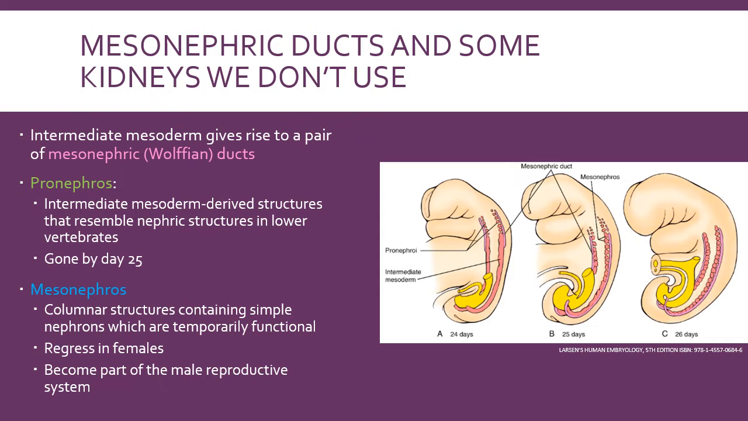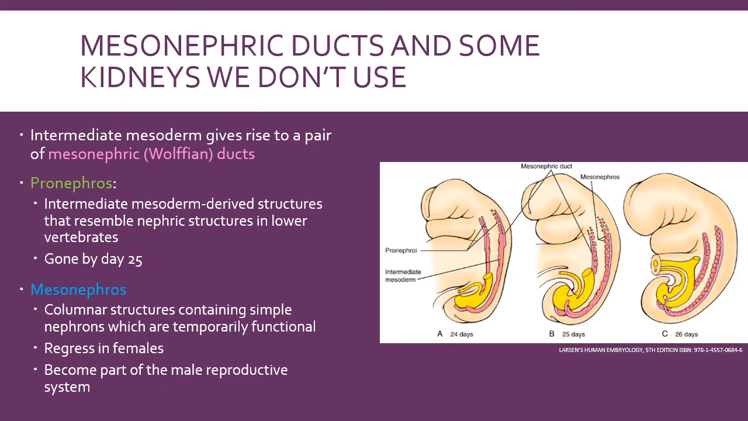So from there, we get pronephros. So these are, again, intermediate mesoderm-derived structures, and they look a little bit like some of the nephron-like structures you see in lower vertebrates, which is how they get their name, and probably an evolutionary hiccup, something that we used at one point we don't use now. But they develop really for a short period of time, and then by day 25 they've regressed and they're gone.